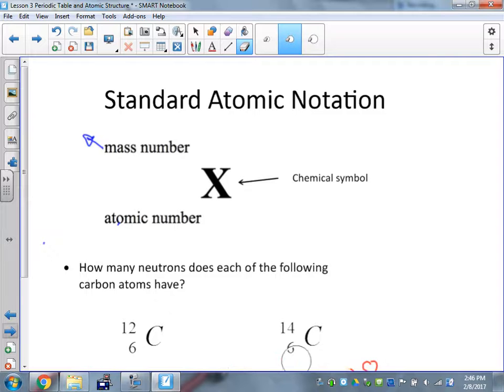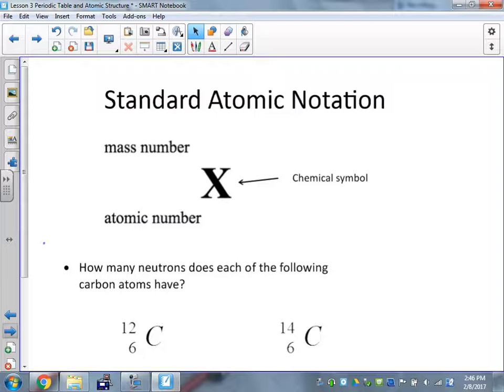Let's take a look at a few of these. Here we go. Mass number, and then you've got your chemical symbol, and atomic number. Quite often this is how they are represented. So this is your standard atomic notation. When you see that, you should know what each of those numbers are. The biggest number has to be the weight. The smaller number has to be the atomic number.